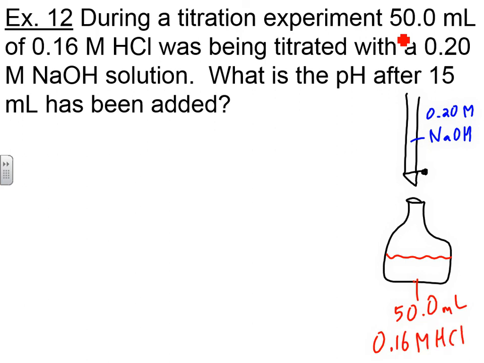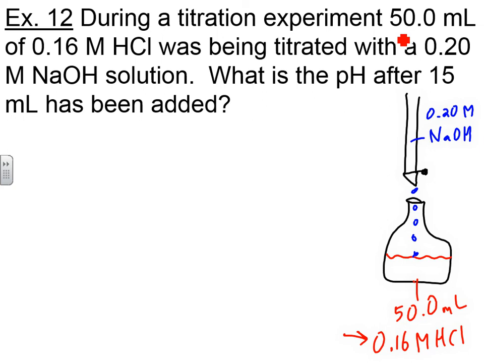Now as the base gets added to it, it neutralizes it, causing the pH to go up. The beginning pH of this acid can actually be determined by simply negative logging this number. If you negative log this number, you get a pH that's close to 1, essentially. Actually 0 point something, probably 0.8 or something. So this is a pretty low pH.